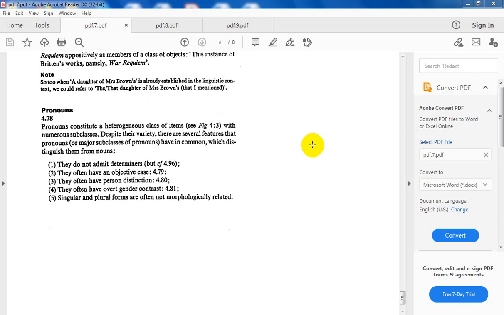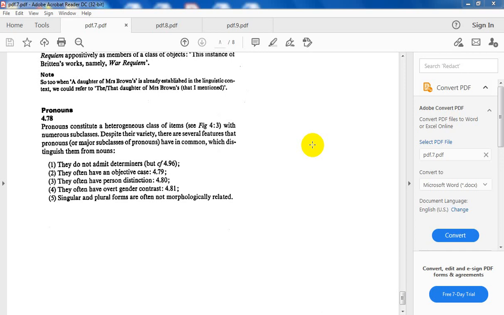Referring back to the pronouns, they do not admit determiners. No determiners, no articles. I can say the book, but I cannot say the I. I can say my book, but I cannot say, for example, my him. See? No determiner at all.